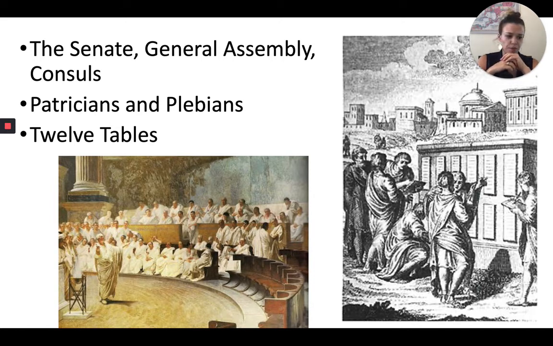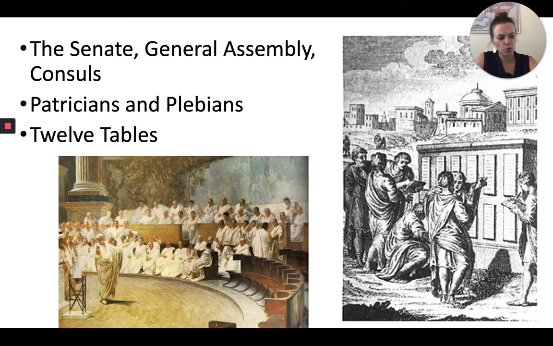Some of the principles included in the 12 tables included: The defendant is innocent unless proven guilty in a court of law. Defendants have the right to confront their accusers in court. Judges may set aside laws they feel are unjust. So these should sound familiar, right? These are part of our own legal system, which shows the long-lasting influence of Rome.